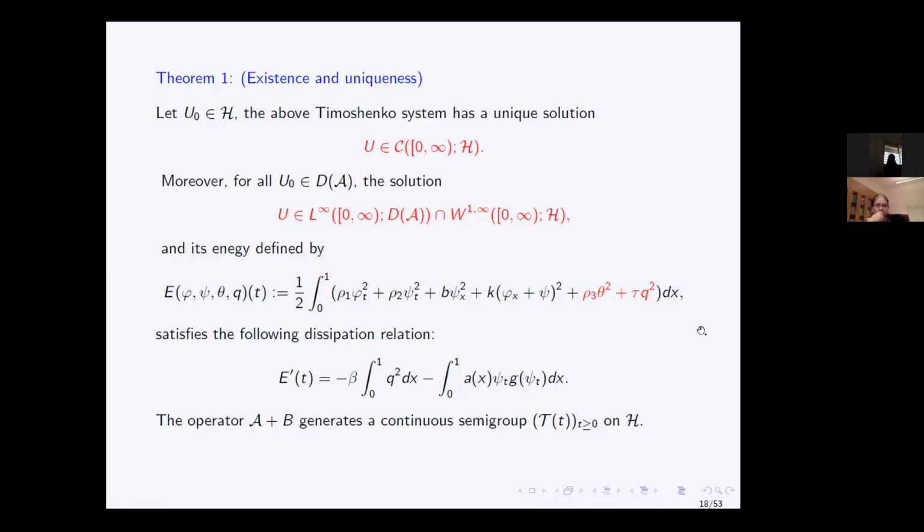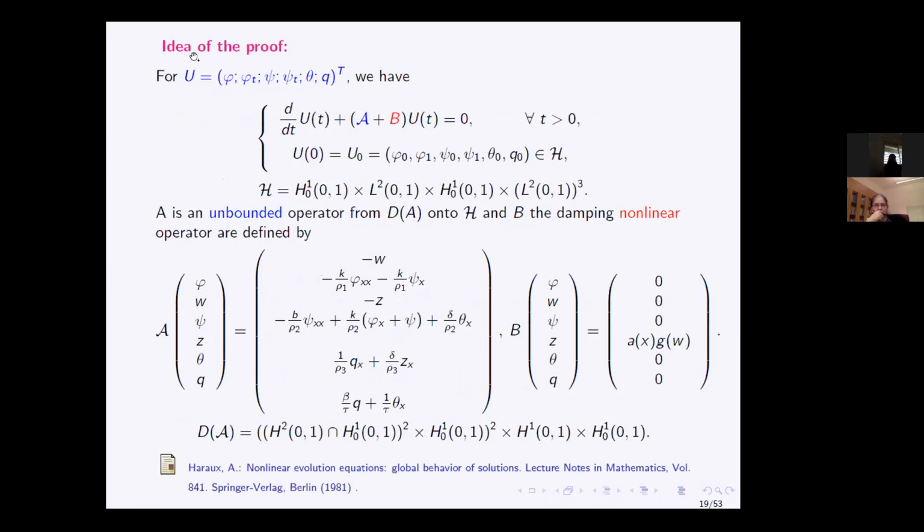The energy takes into account the temperature and the heat flow, of course, and we have that the energy satisfies the dissipation relation, giving us the following. And A plus B generates a continuous semigroup. Now, A and B are the operators defined as follows.